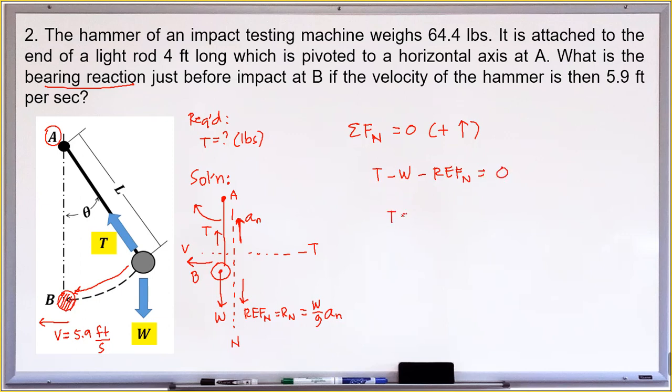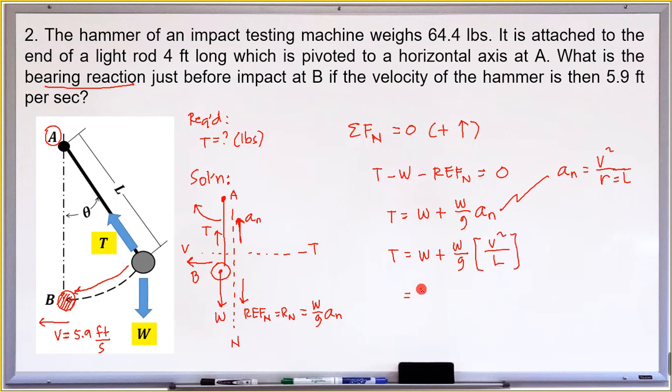So since si tension gipangita, so tension is equals to the weight plus the reverse effective force is equal to the weight over G times the normal acceleration. So ang atong normal acceleration can be expressed as the square of the velocity at that particular position all over the radius. But the radius for our simple pendulum is just equal to the length, no, of this rod or string. So ato i-substitute na W plus W over G times the square of its velocity all over the length. Okay, so plug and play lang.